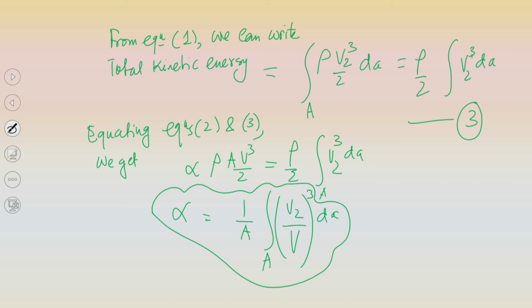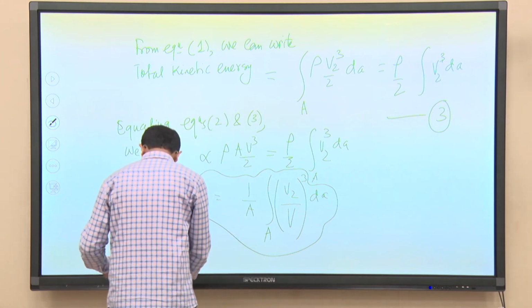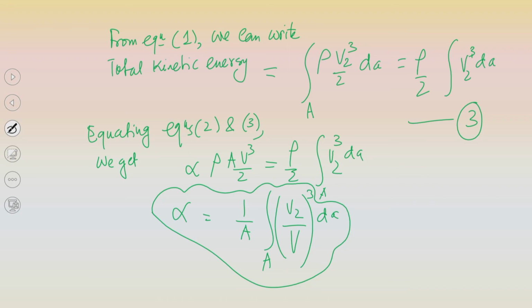What is the value of alpha? That we should know. From the above equation, it is seen that this alpha, the kinetic energy correction factor, depends on the velocity distribution, V2 by capital V, where V is the average velocity.